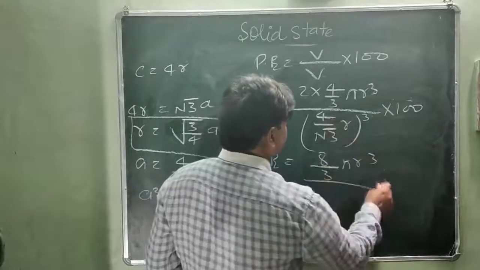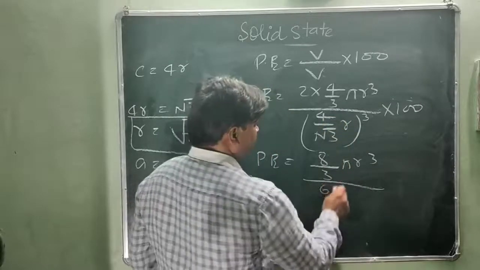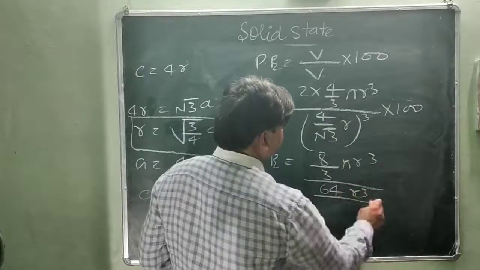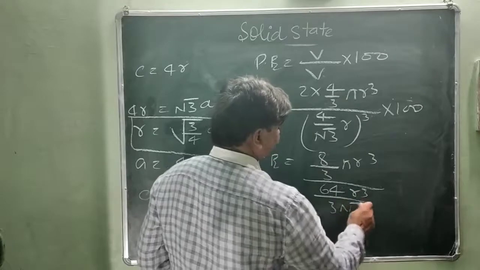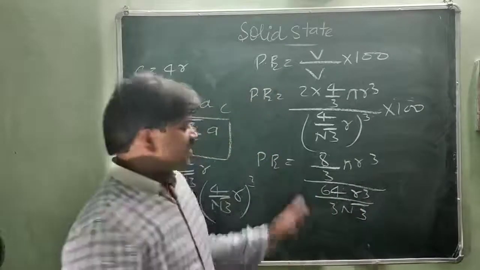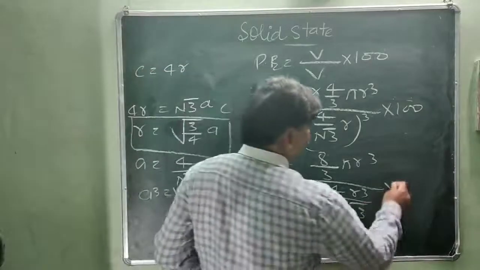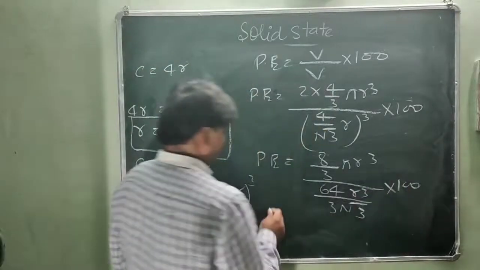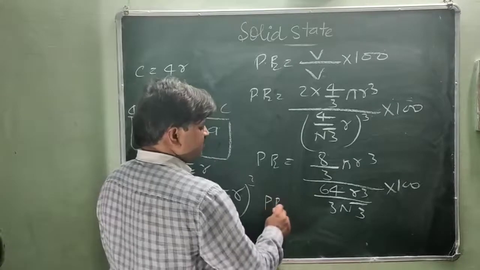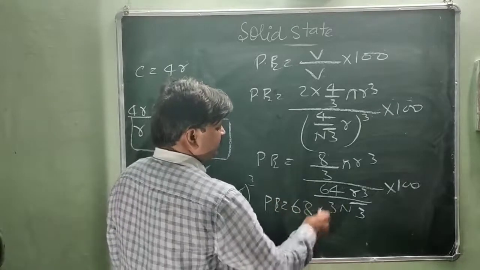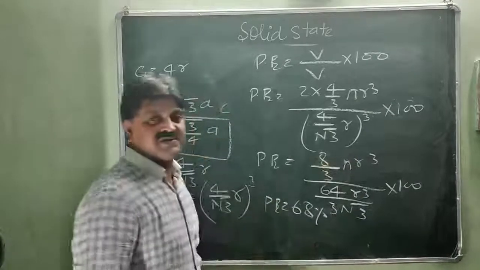Now here, 64 R cube upon 3 root 3. So calculate yourself. After calculating, it is found that into 100, it is 68%. So packing efficiency, calculate yourself. This is 68% occupied by atoms in the BCC.